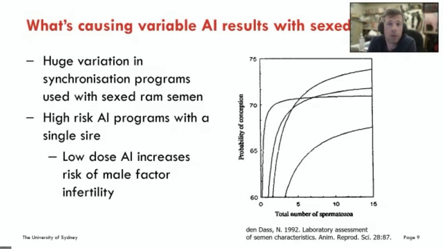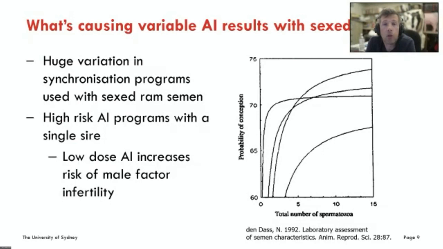Now, just normally, if you take sexing out of the equation, use of a single sire is a little bit dangerous, because if you have some kind of a fertility issue with that one male, then it doesn't matter how well the animals are cycling, you're going to have a poor AI result. And that just happens sometimes. That's male factor infertility or male factor subfertility.